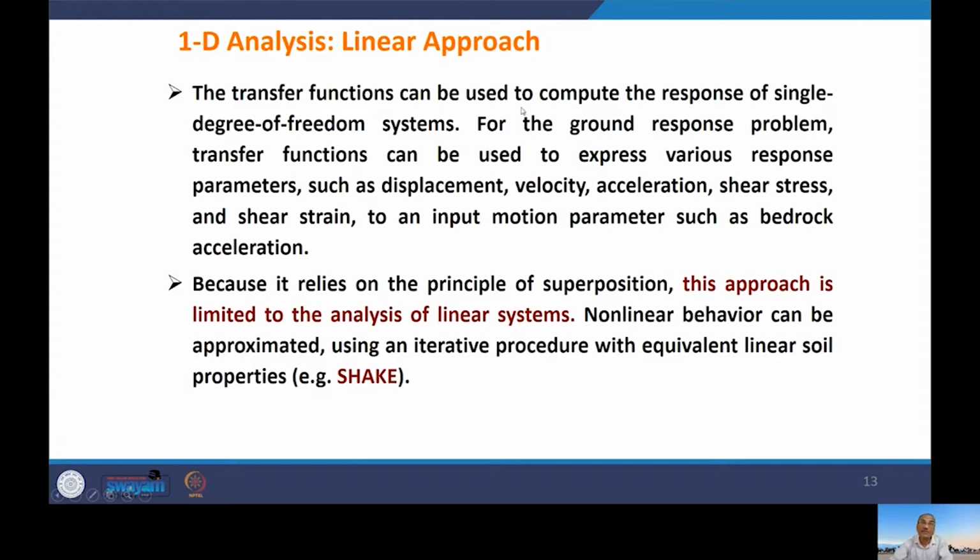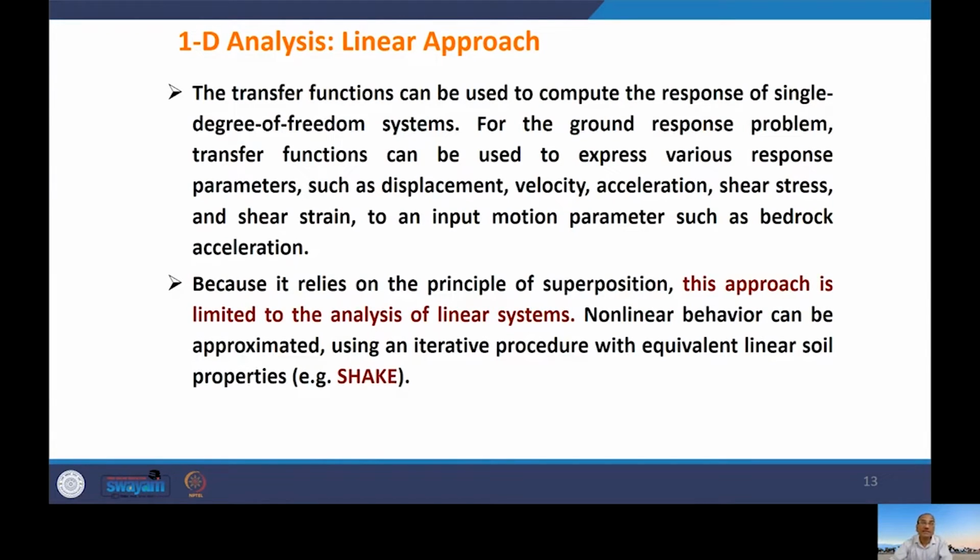For this case, the transfer functions can be used to compute the response of a single degree of freedom system for the ground response problem. Transfer functions can be used to express various response parameters such as displacement, velocity, acceleration, shear stress, and shear strain to an input motion parameter such as bedrock acceleration. So the input parameter is given in terms of acceleration time history, but your output could be acceleration itself, or displacement, velocity, shear stress or shear strain, whatever one is interested in.